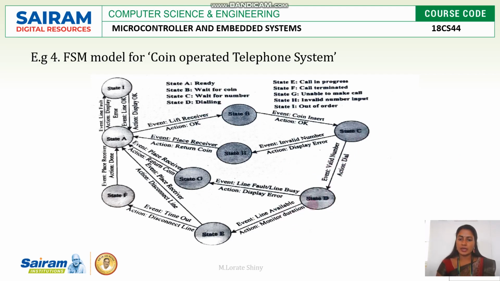The line can be connected, or if the line is faulty or busy, the user will get an error display. At that time, this device will go to state G. G is nothing but unable to make call. After getting that, again the user will put back the receiver and the device will go to state A.